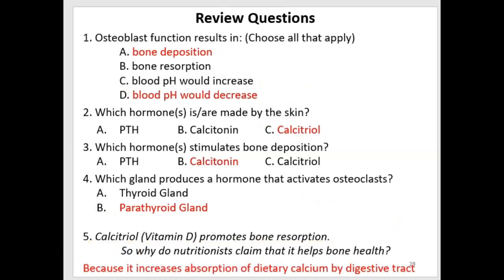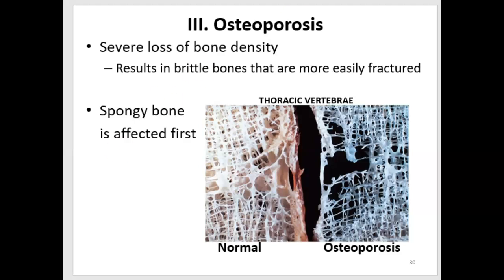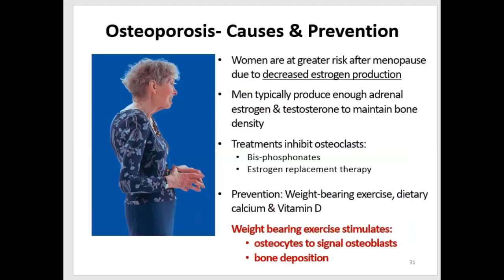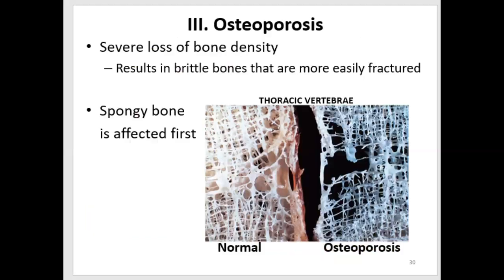There's the answers. Okay, so osteoporosis is our third topic. We've got 2 more topics. And osteoporosis is related to our previous discussion of hormones because it often happens in elderly women who have decreased estrogen production. If they have decreased estrogen production, then osteoclasts are more active than osteoblasts.